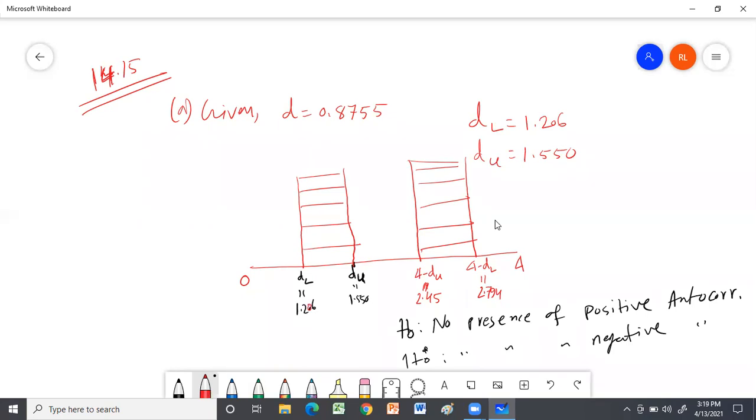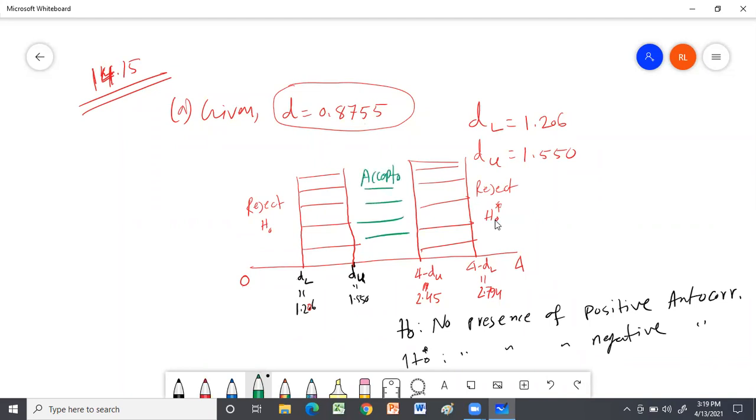And here from 0 to DL, if your calculated D statistic value falls below the lower limit DL, this is the zone where you are rejecting the null hypothesis. That means if your calculated D statistic falls between 4 minus DL and 4, then you are rejecting another null hypothesis, which is null hypothesis star. And this is the green region, where you are accepting both hypotheses, null hypothesis and null hypothesis star.